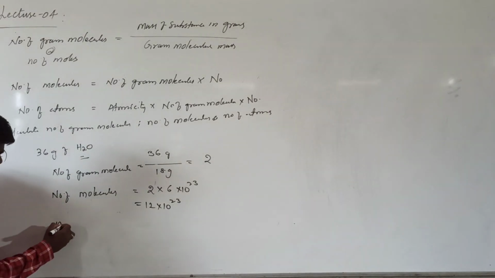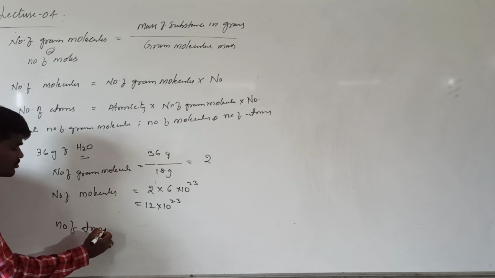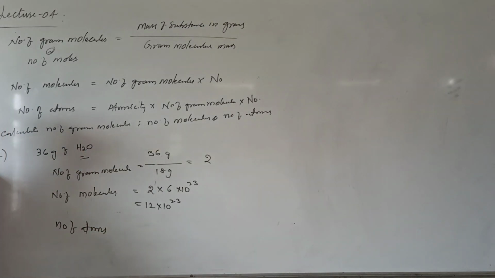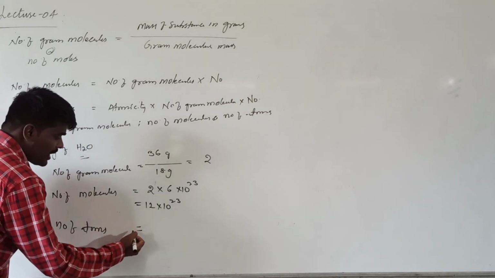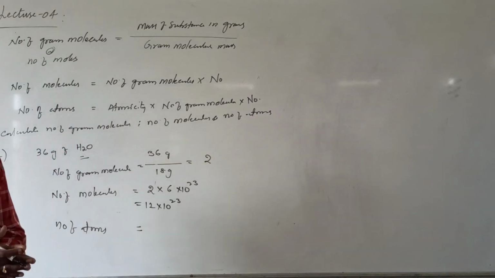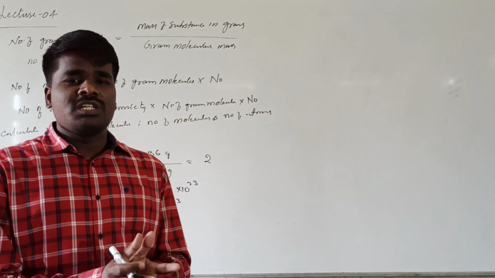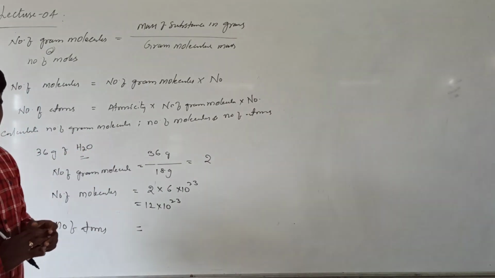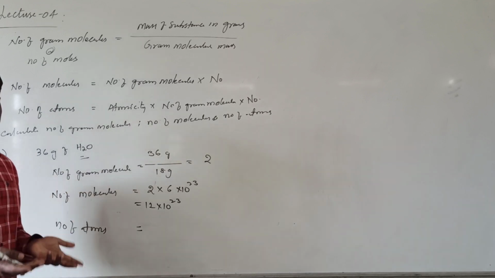Suppose I ask the number of atoms in 36 grams of water. How to calculate it? If you want to calculate the number of atoms, you need to know the atomicity. What is atomicity? Atomicity tells us how many atoms a molecule is formed of. One molecule of water contains 3 atoms. What are the 3 atoms? 2 are hydrogen atoms and 1 is an oxygen atom.